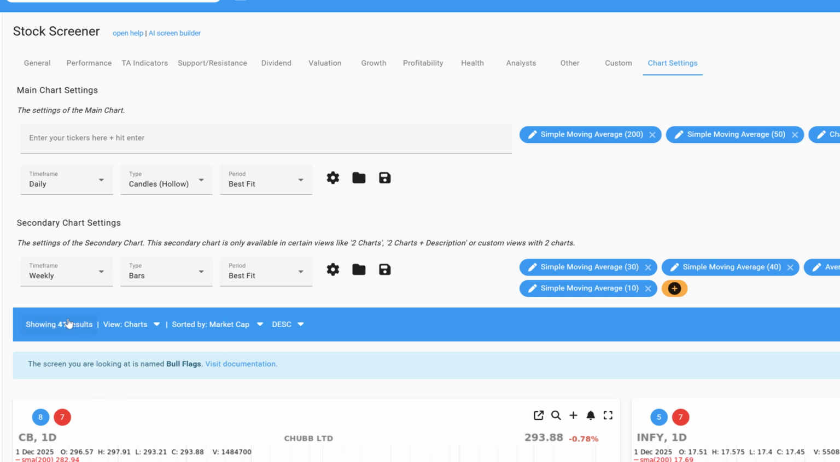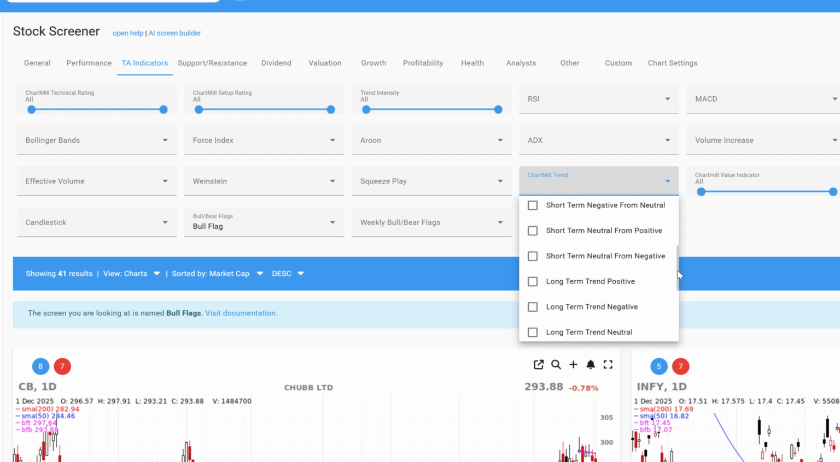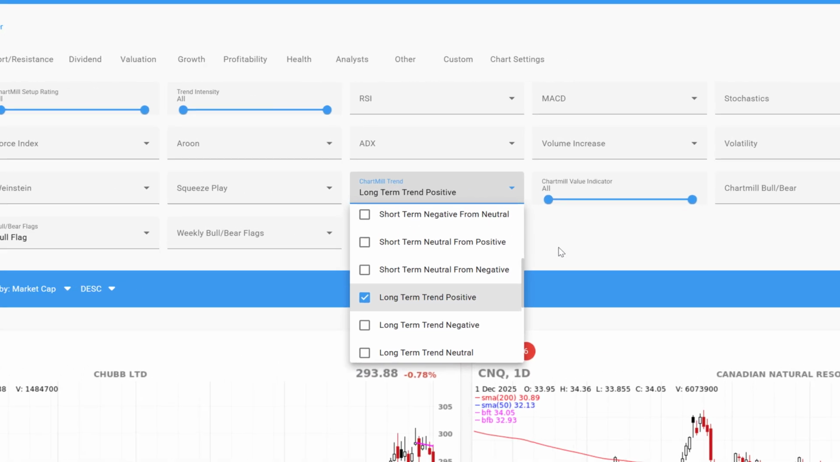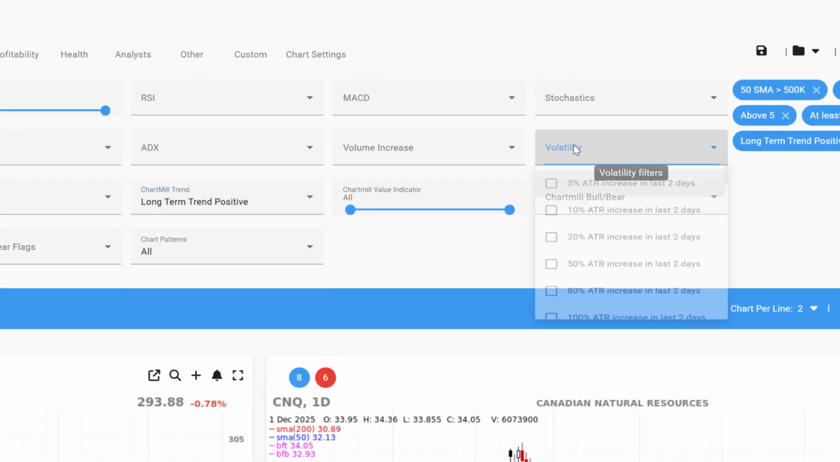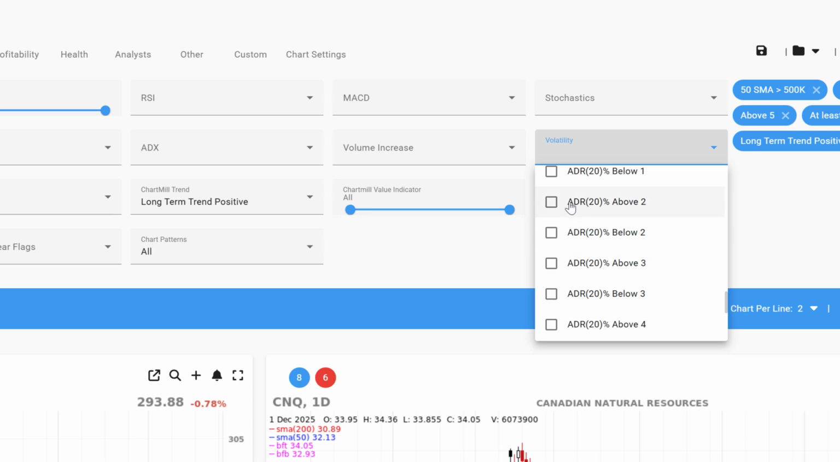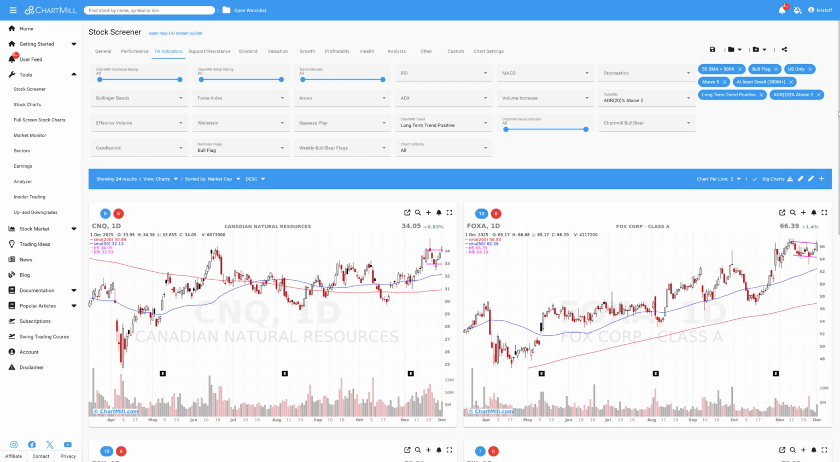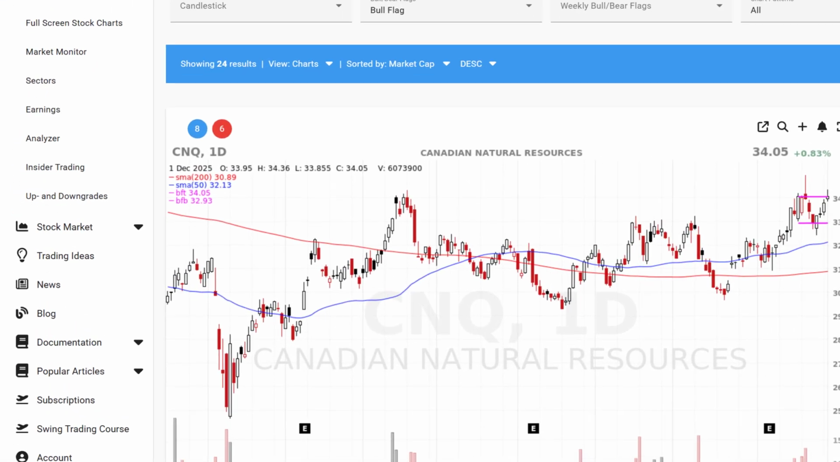Now open the TA Indicators tab. In the dropdown under ChartMill Trend, select Long-Term Trend, Positive. Then go to the Volatility section, click the small dropdown arrow, and choose Average Daily Range, percent above 2. This ensures that the selected stocks have enough liquidity. That brings the list down even further to just 24 candidates.